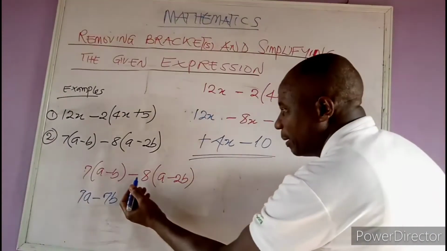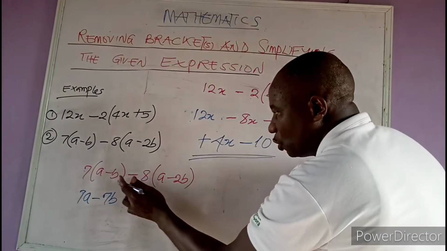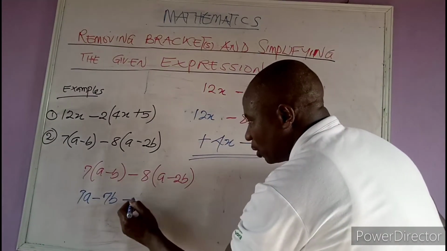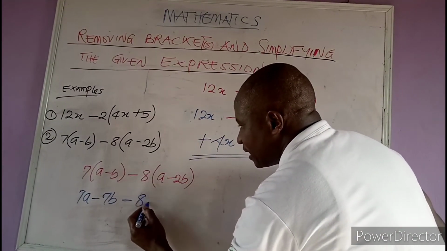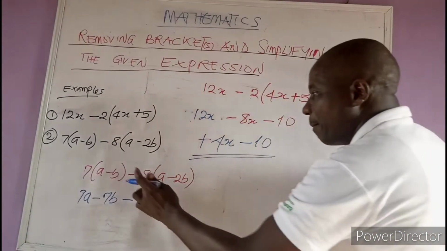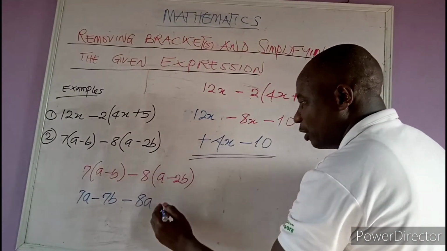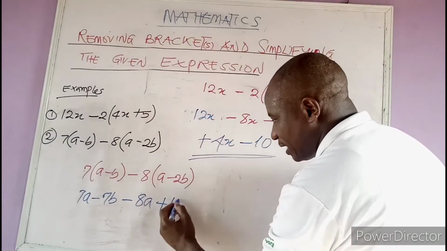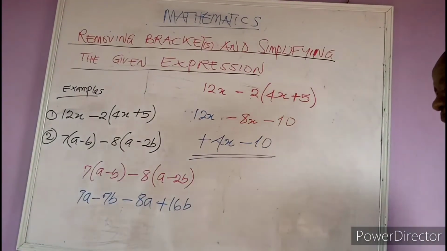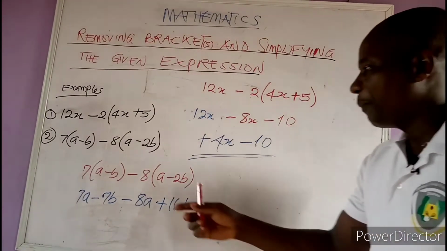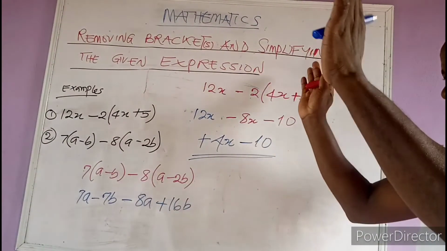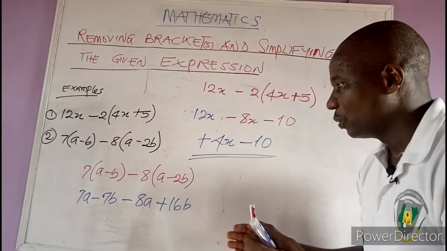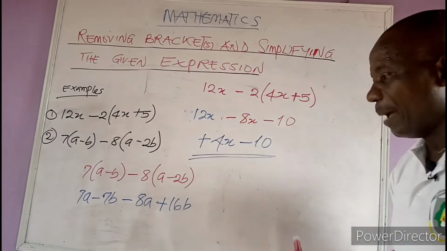Let's go to the next one. Minus times, you know this minus belongs to this one. Minus times plus, minus. 8 times a, 8a. I go again. Minus times minus, that is plus. 8 times 2, that is 16b. Very beautiful, class. The brackets, they have gone. Then let us now see whether we can find our families. I mean the like terms.